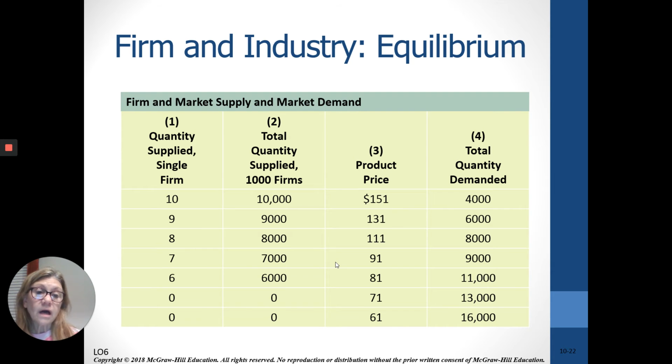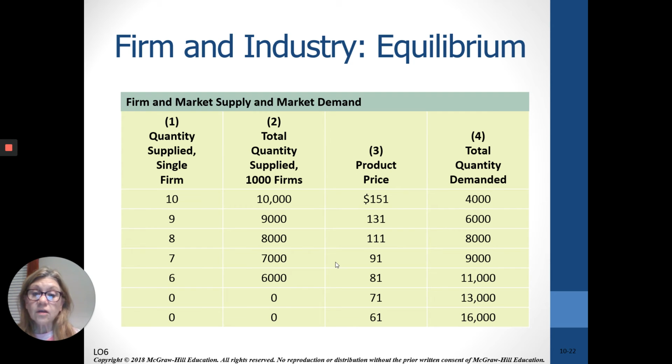But what if we're given, in column 4, quantity demanded? We know that there is an inverse relationship between price and quantity demanded. At $151, only 4,000 in the market would be demanded. At $131, 6,000 would be the quantity demanded, because as price goes down, there's an increase in quantity demanded. So to determine from this chart what the equilibrium price would be, we can see that it's $111, because that's where quantity supplied equals quantity demanded. So this would be the market price.